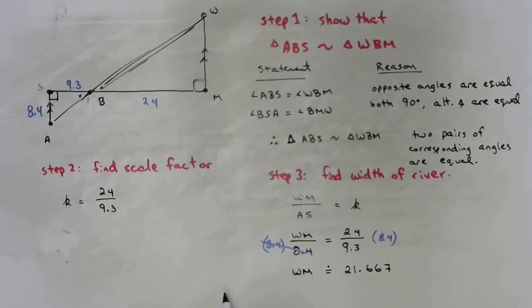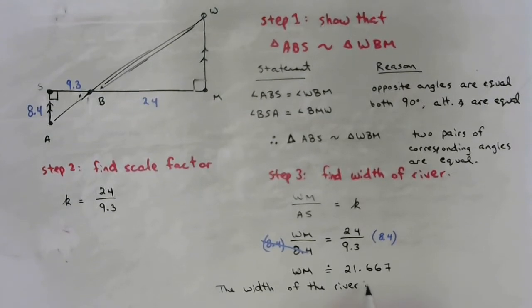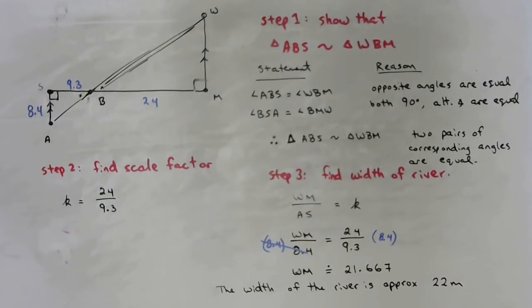Anyway, what we're going to end up with is the width of the river is approximately 22 meters. The width of the river is approximately 22 meters. That's pretty reasonable for her guesstimation. Thanks, Naomi. Way to go.